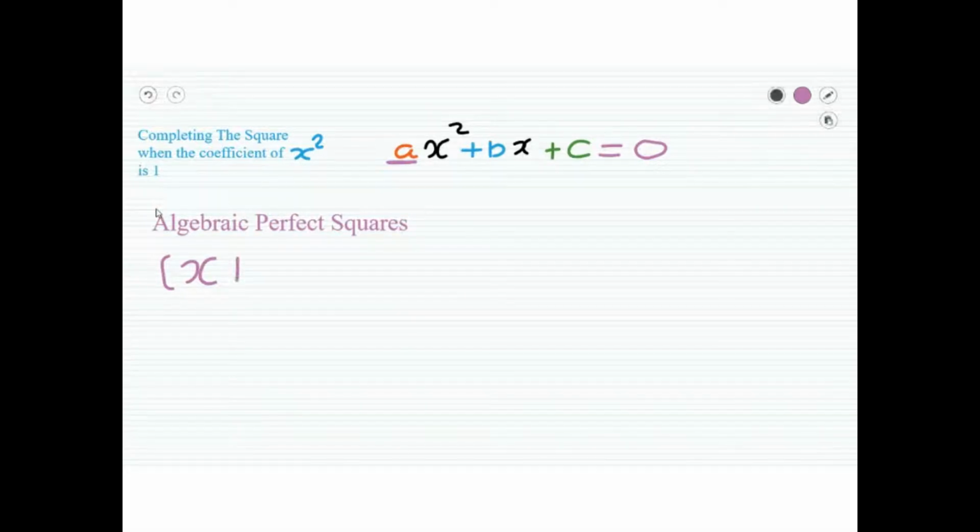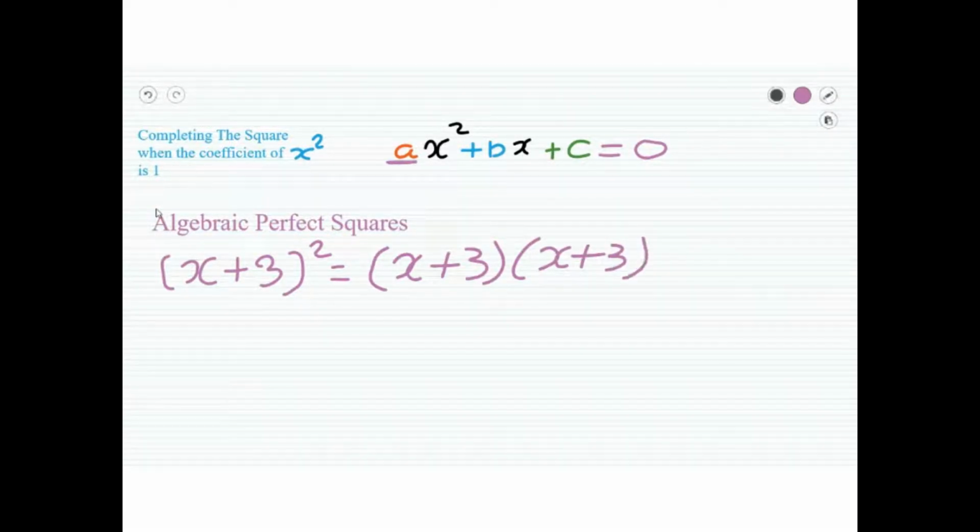a binomial x plus 3 all squared. And for those of you who are very good at algebra, you will remember that this means x plus 3 multiplied by x plus 3. And for those of you who are not so great, let me just do this with a color code to show you what's happening. I'm going to multiply every term in each bracket by every term.